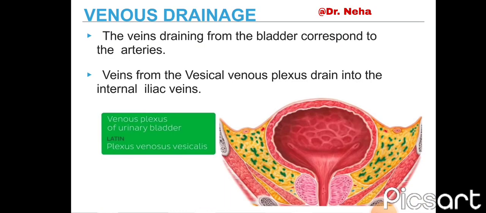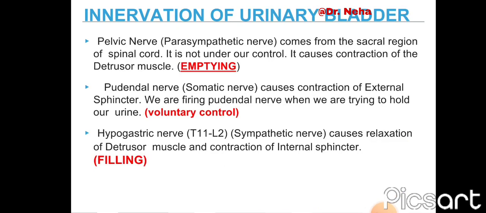Then the venous drainage. The veins draining the bladder correspond to the arteries. Veins from the vesical venous plexus drain into the internal iliac veins. Now the innervation of the bladder. The nerve of emptying is the pelvic nerve, which comes from parasympathetic nerves of the sacral region. It is not under our control. It causes contraction of the detrusor muscle.